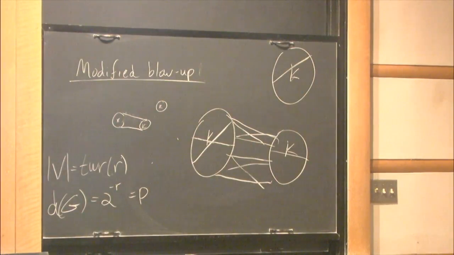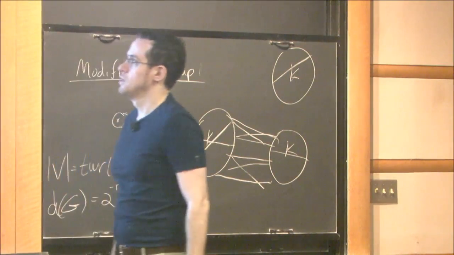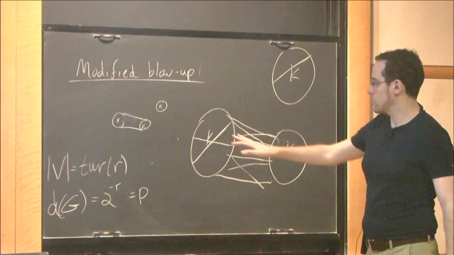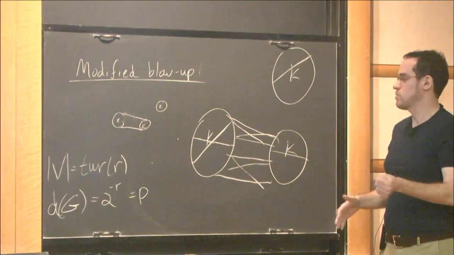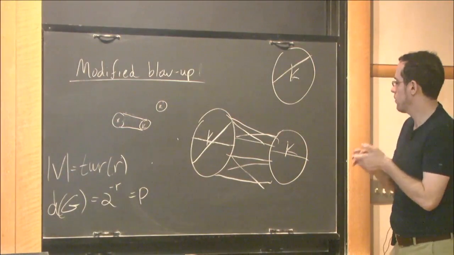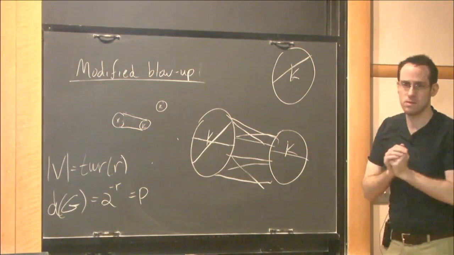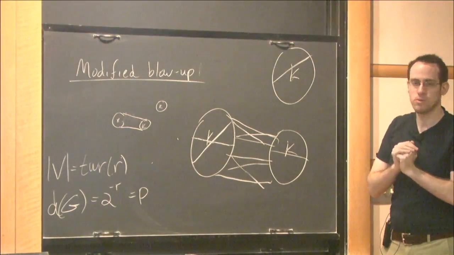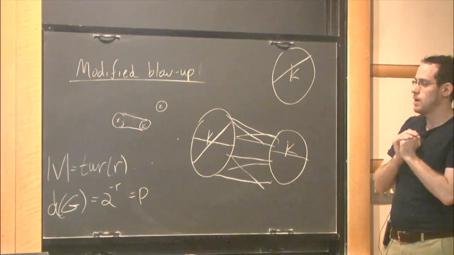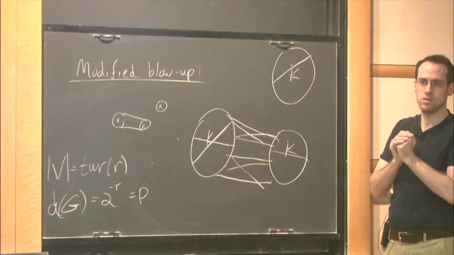Now let me just mention a few basic observations that will lead us to a sketch of the proof. So now forget about the fact that I iterate the modified blow-up, just for a single blow-up, okay? Just for this one modified blow-up. What would be a good regular partition for that?